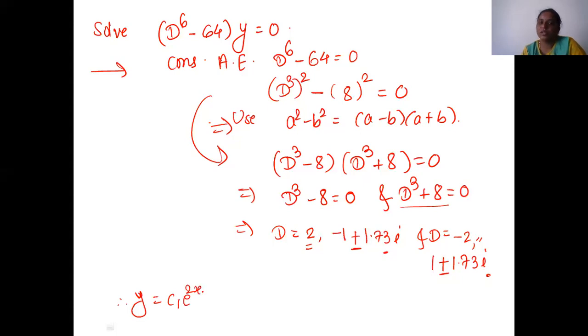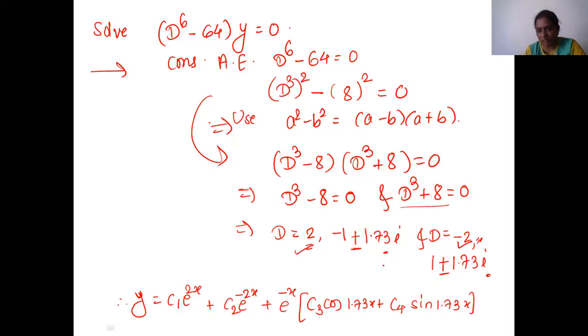C1 e raised to 2x. Correct. For this -2, C2 e raised to minus 2x. Correct. For this now, e raised to -1x. It is -1 now, not 0. In bracket, C3 cos 1.73x plus C4 sin 1.73x. Correct. This is done.